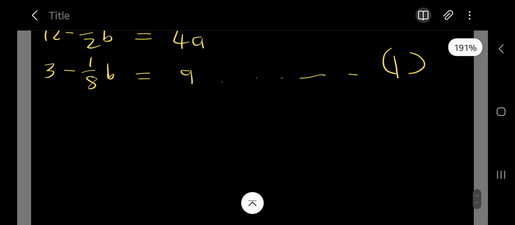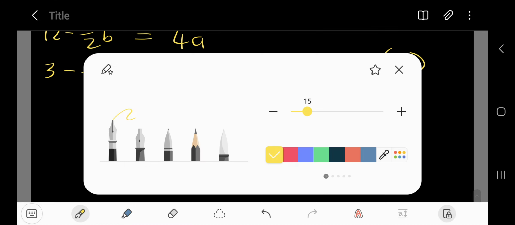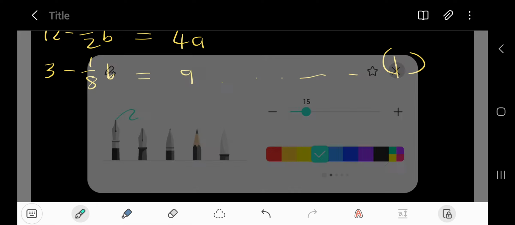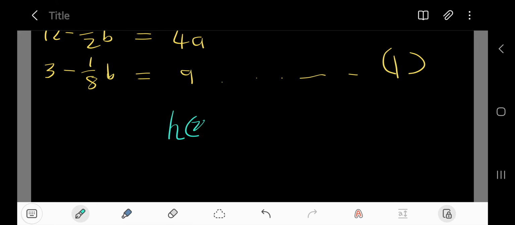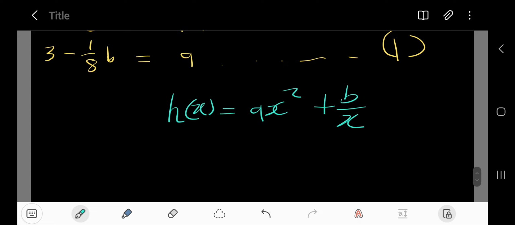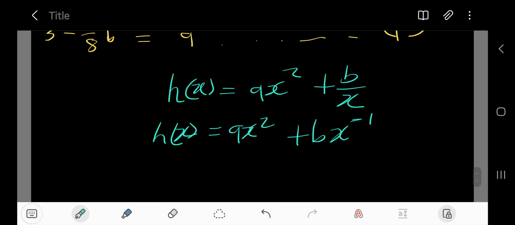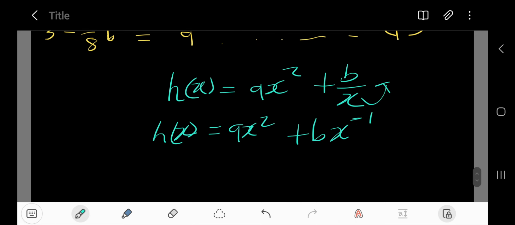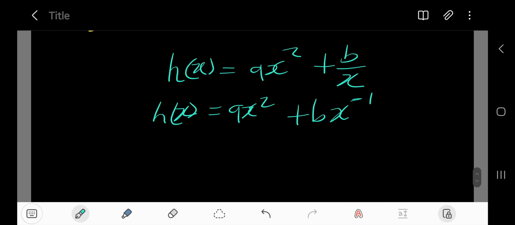Right? So let's go. We still have, let's just change the color. So we have h of x is equal to a x squared plus b over x. And remember, guys, before we derive, we want everything to be in a straight line. So h of x, before we even derive, is equal to a x squared plus b x to the power negative 1. Can you see that, guys? So we brought this up here, so its exponent changes its sign.